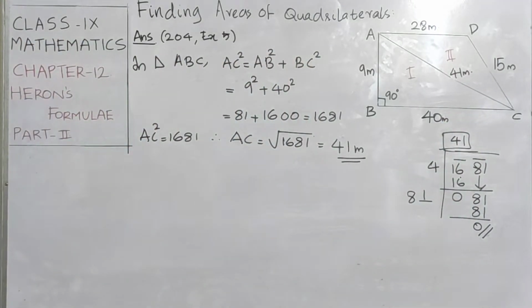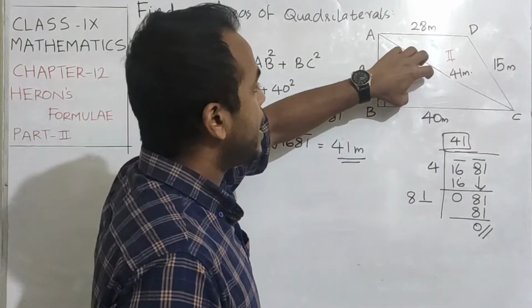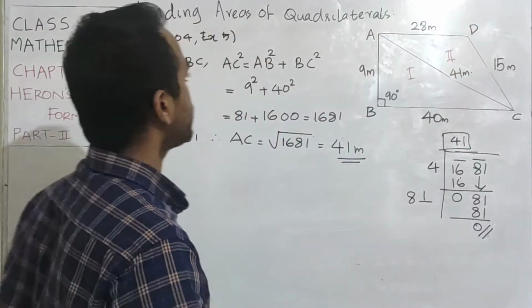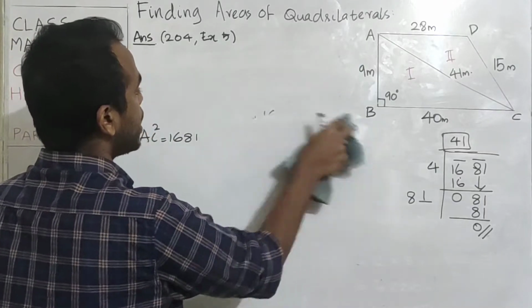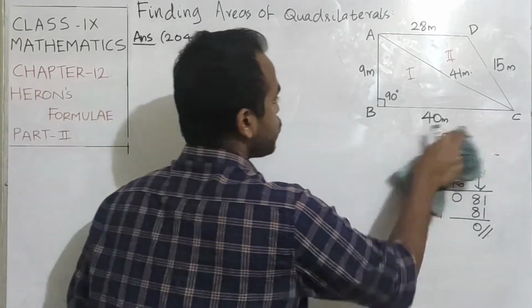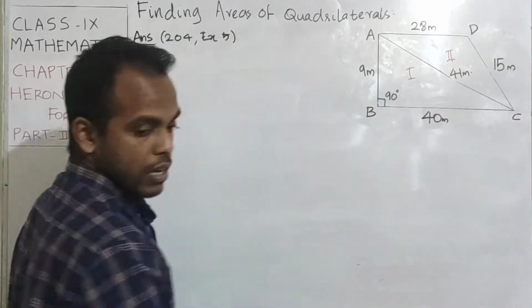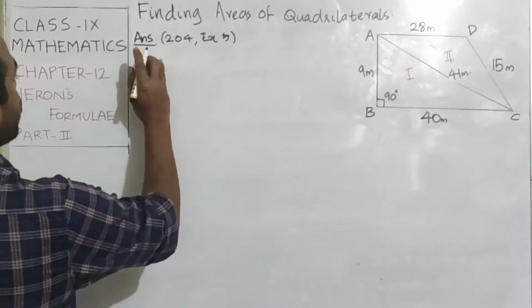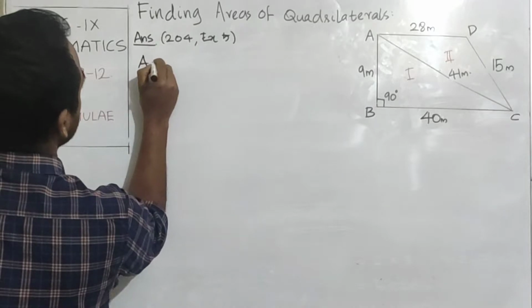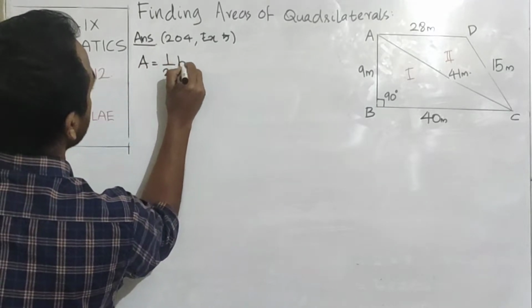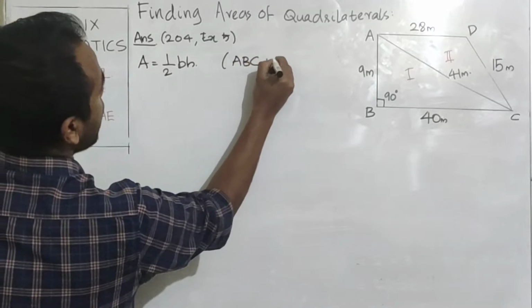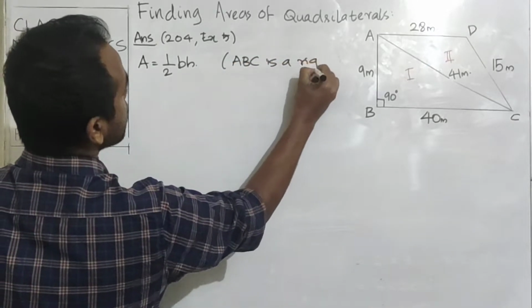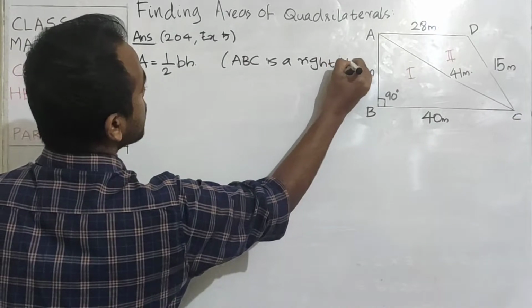Now let's try to, okay, I'm going to rub this one. All we need to do is find the area of the first triangle and the area of the second triangle. I'm going to do that. First, we don't necessarily need to apply Heron's formula. We can use the traditional way of finding the area, that is area using the equation half base into height. Why? Because ABC is a right triangle.